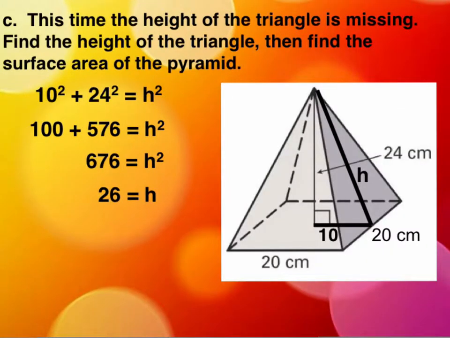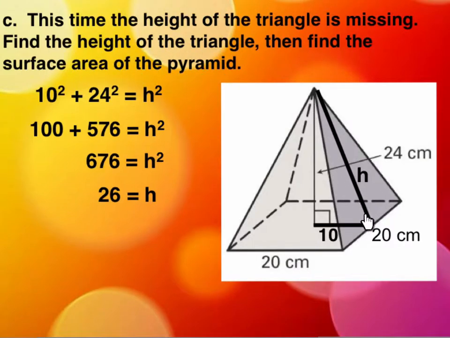For example, let's take a look at this pyramid here. Notice that we are given the internal height, but we're not given the slant height on the side, and that's what we need in order to find the area of this triangle, and then multiply by 4, and then add that to the area of the base rectangle. So this time it's missing. Find the height of the triangle, then find the surface area of the pyramid.